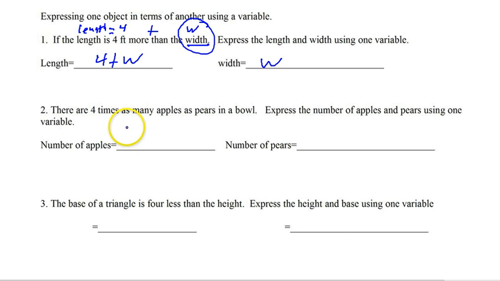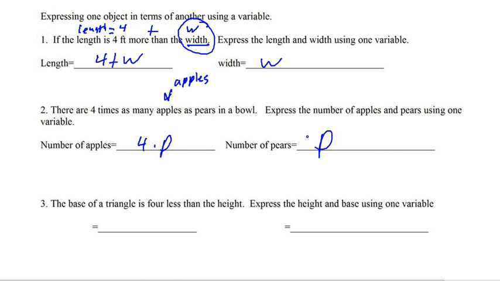It says, this one's a little more difficult, but there are 4 times as many apples as pears in a bowl. Express the number of apples and pears using one variable. So what we have is a number of apples and number of pears. And we want to think, well, we're going to have 4 times one of them. That's what it means. Well, if you read it, 4 times as many apples as pears in a bowl, does that mean we have more apples or pears? More apples. How many more? Well, we have 4 times as many as the pears. And that's what we get.